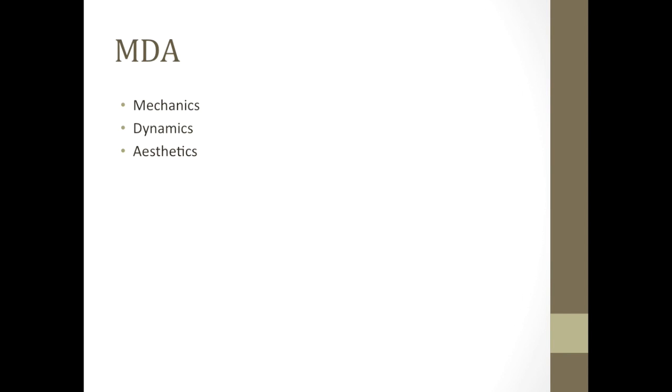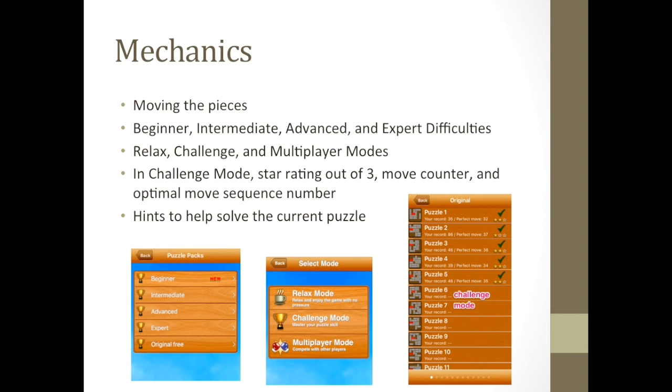For the MDA part of the framework, we first have mechanics. The important game mechanics would be moving the pieces, the range of difficulties the puzzles can have, and the 3 different modes. In challenge mode, there's a star rating out of 3 a player gets for each puzzle. Also, a puzzle has a move counter and displays the minimum number of moves a puzzle can be solved in. And finally, there are a limited number of hints that show the player every move to solve that specific puzzle.